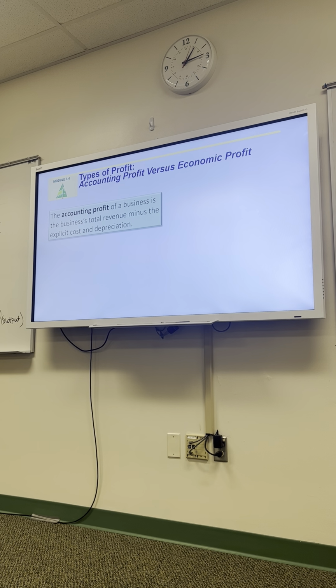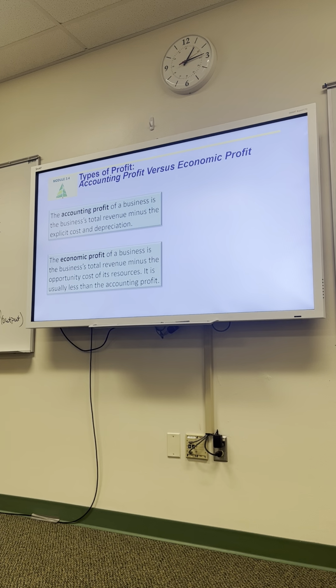Okay, our building depreciates. Things need to be fixed. They need to be repaired. We have to put new light bulbs in the fluorescent lights and all that kind of good stuff, okay? But economic profits for any firm include both accounting profits as well as keeping in mind what the implicit costs are. So economic profits of a business is their total revenue minus the opportunity cost of its resources, okay? This is usually less than the accounting profit, okay?